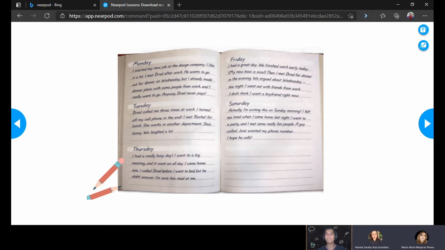Saturday. Actually, I'm writing this on Sunday, Monday morning. I felt too tired when I came home last night. I went to a party and I met some really fun people. A guy called Jose wanted my phone number. I hope he calls.